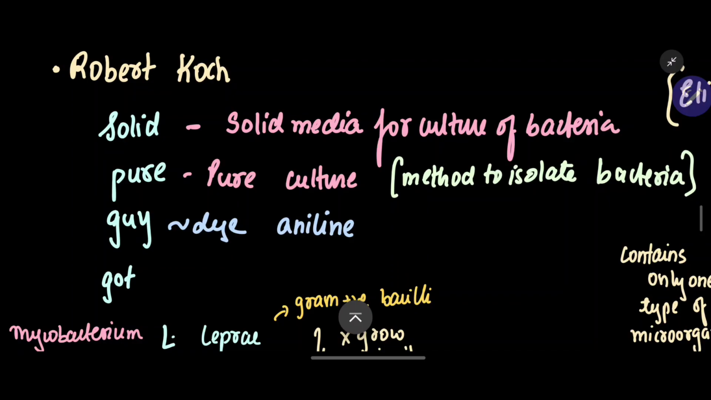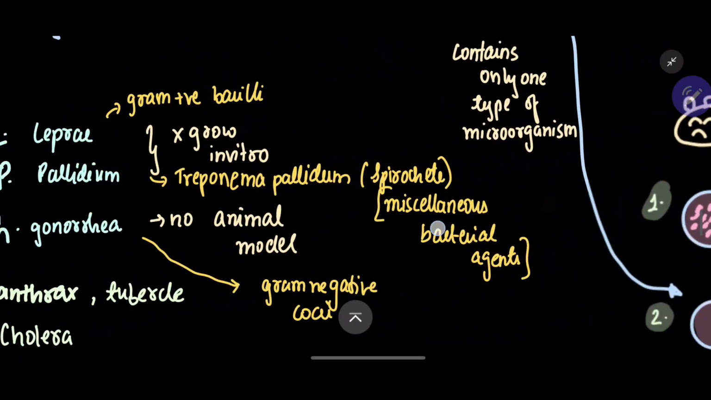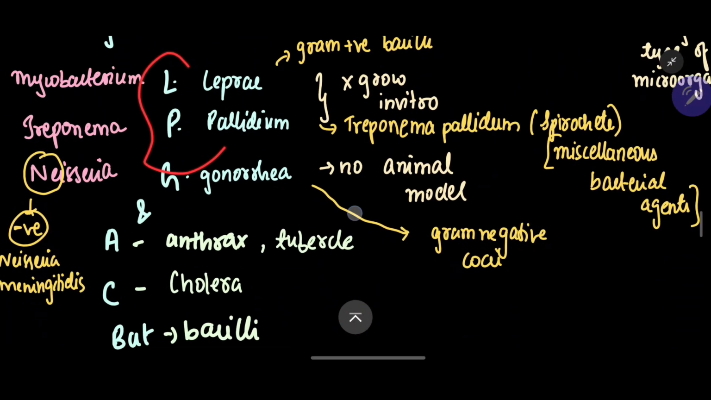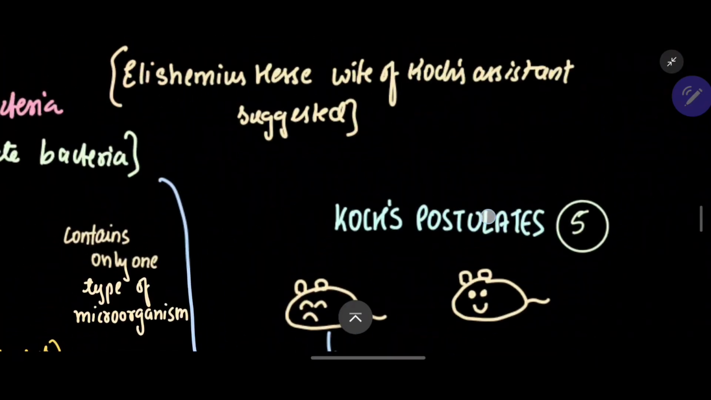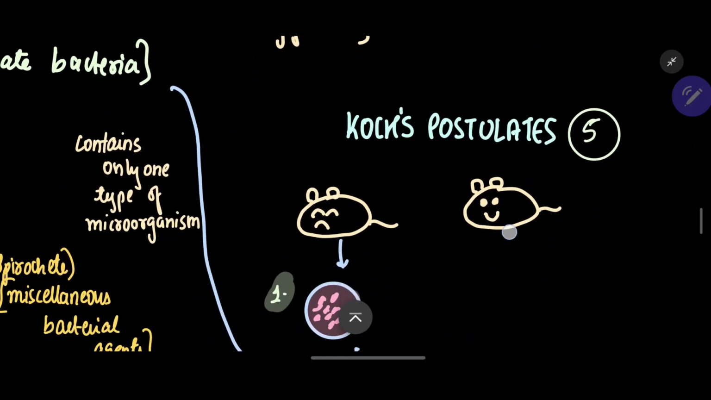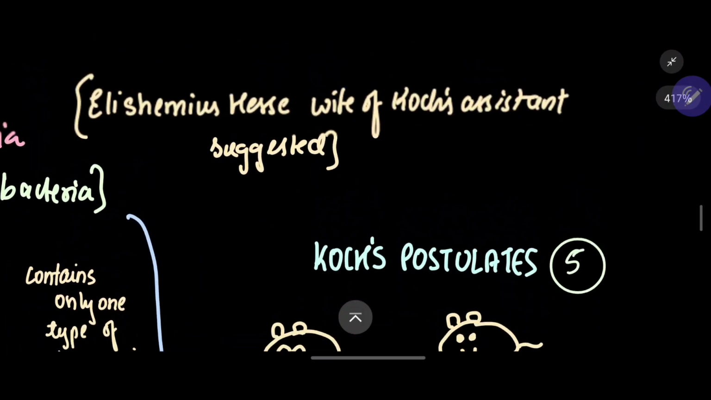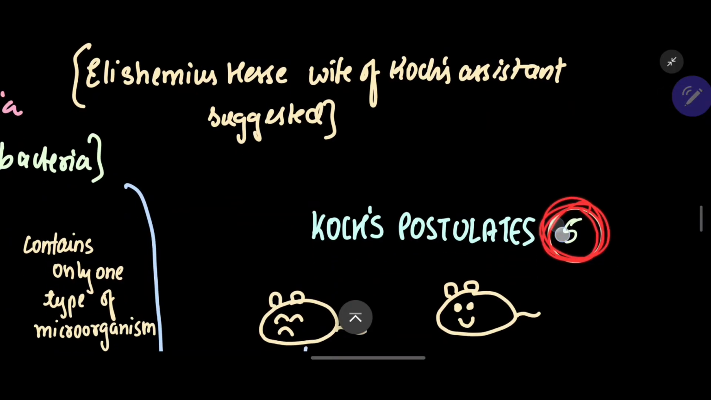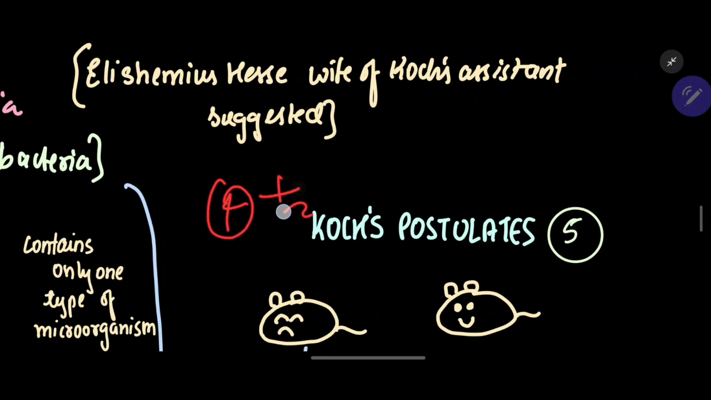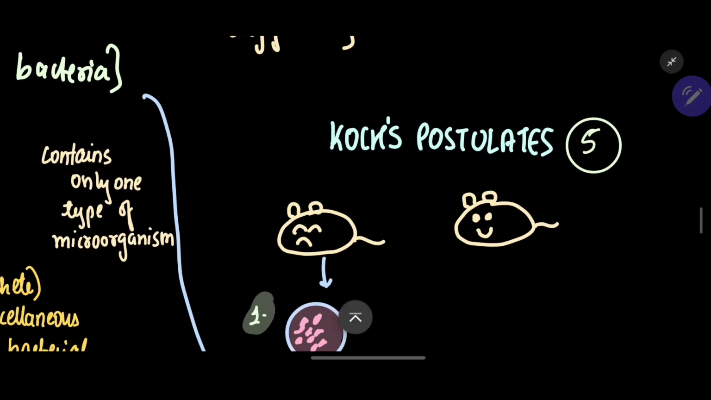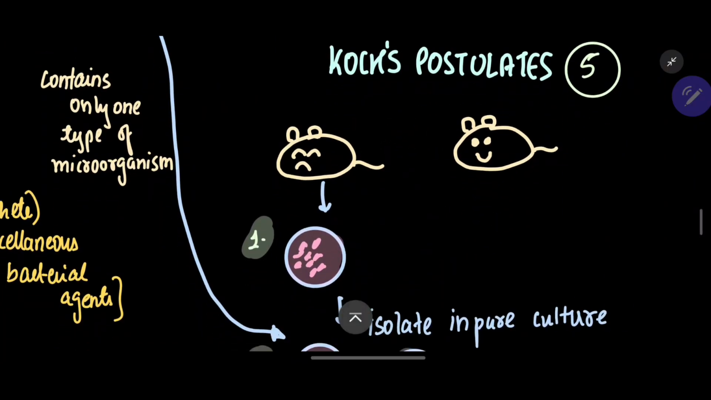Apart from that, he gave the Koch postulates. We'll come back to the LPG and AC later, but let's look at the Koch postulates. So there are total 5 postulates. Actually, there are 4, but then he gave one more later because he realized that this is also possible. So, first one is, see, we have 2 organisms, okay? One is very happy because he's not sick, one is having some disease.